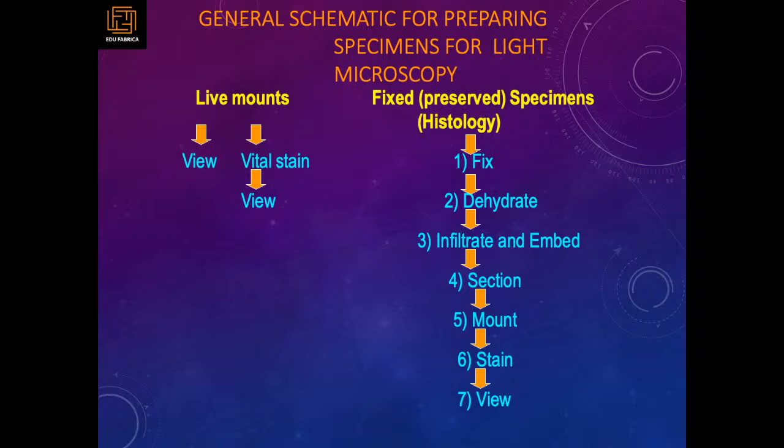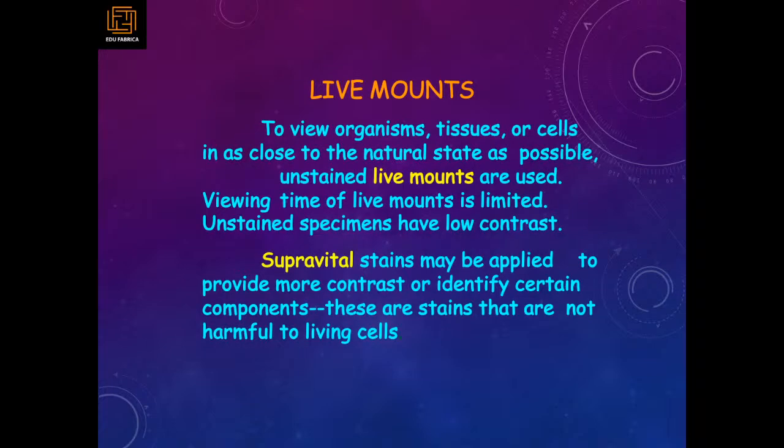In that there are 7 steps. That is, you fix your samples on the slide, you remove the water, dehydrate it with the chemicals, then infiltrate and embed them, and then you section them, and then you mount and stain, and then you view them. So in these 7 steps you can see the things in light microscopy.